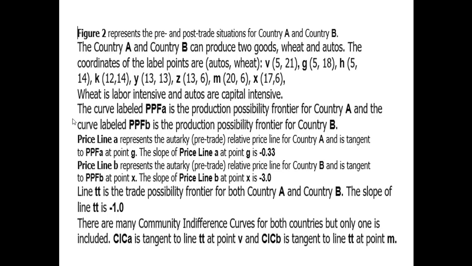You'll also see that it describes which curves are the production possibility frontier, the price lines, the terms of trade or trade possibility frontier, and also the CICs, which are equivalent to the demand curve in a supply and demand model. They're about what the consumers want in this situation.